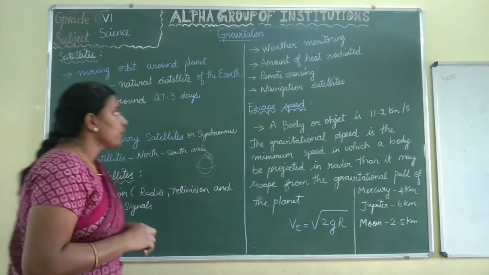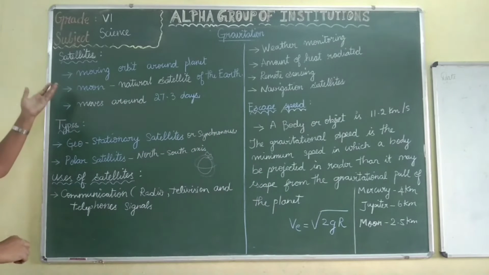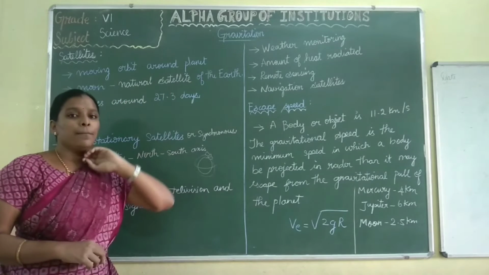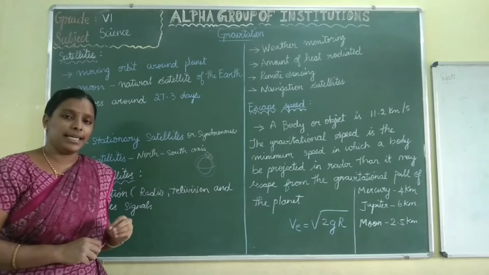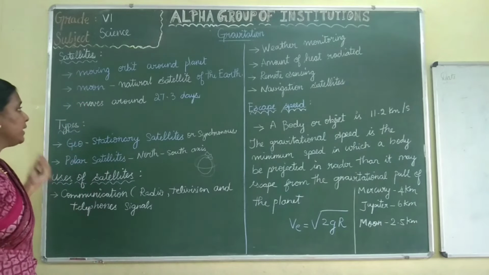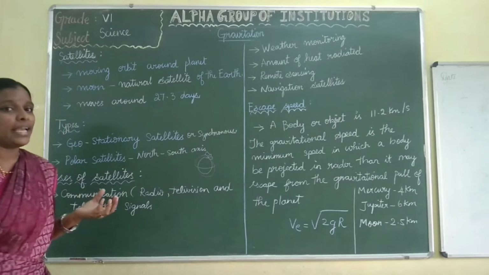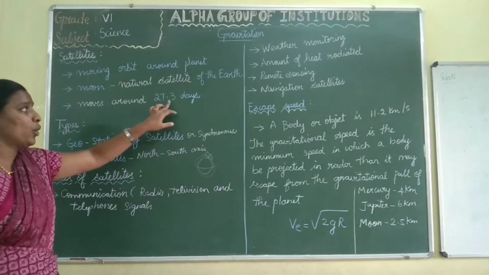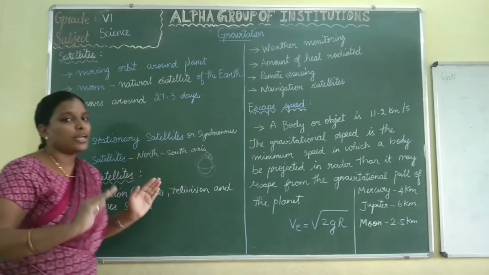Okay, so what does a satellite mean? The moon is also a natural satellite of the earth. So we call the moon a natural satellite of the earth. How does it revolve, and what time does it take to complete the whole revolution? It takes 27.3 days, which is about 27.5 days.